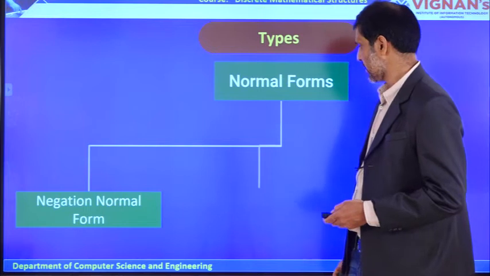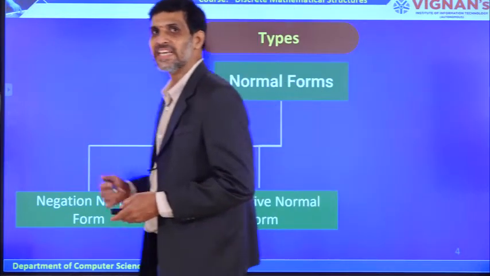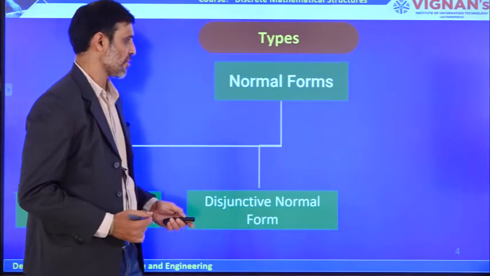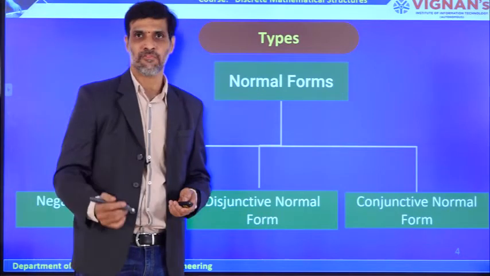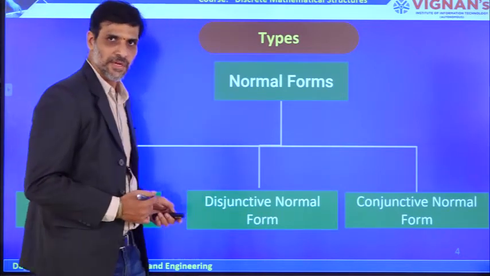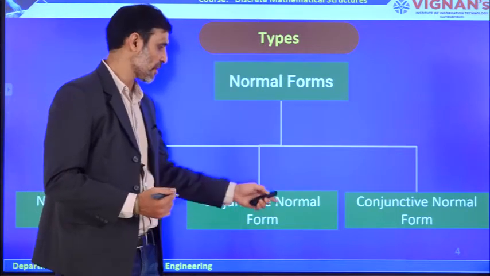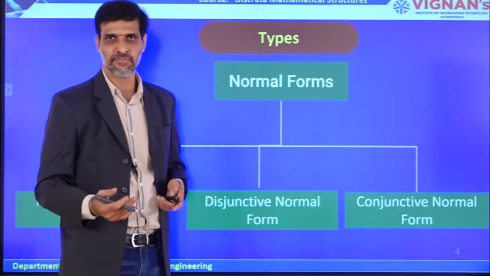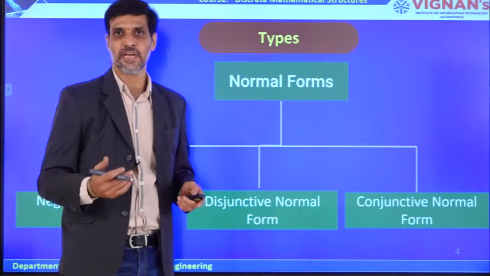And the second one is disjunctive normal form, also called DNF. The third one is called conjunctive normal form. So the first one is the negation normal form, the second one is disjunctive normal form. The simplest term we can use is DNF, and conjunctive normal form, that is CNF.